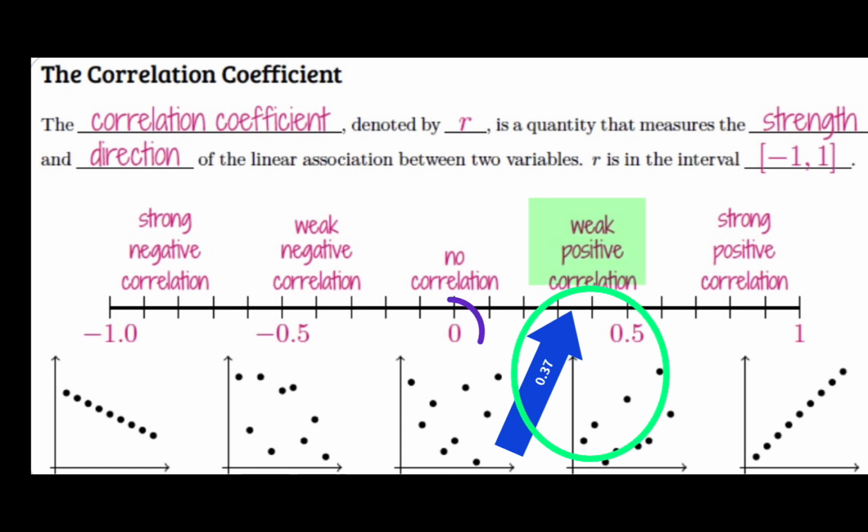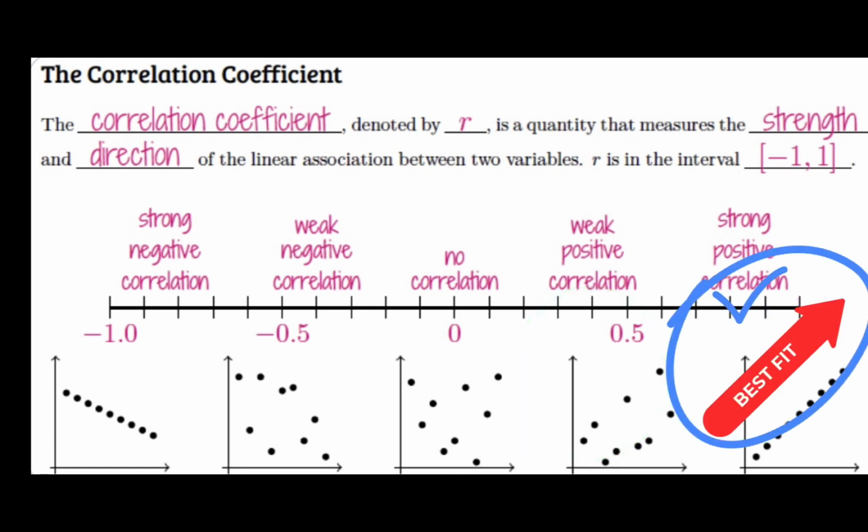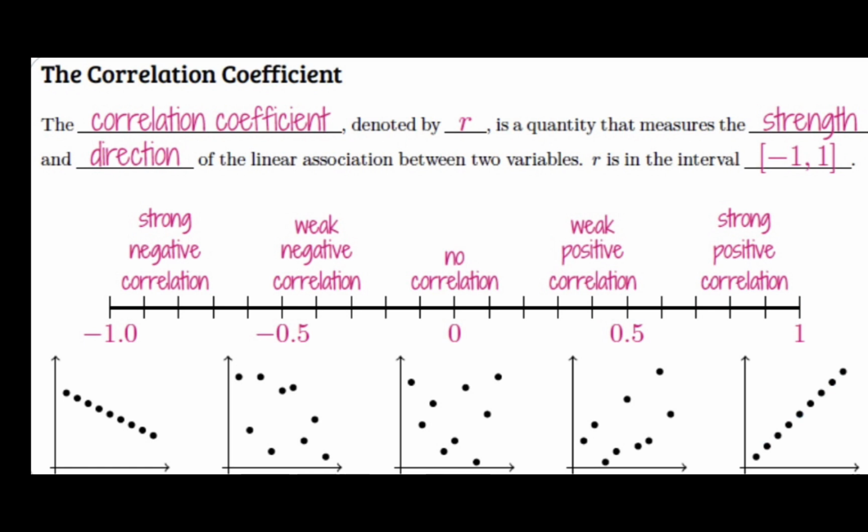The right side of a number line. Imagine that it starts at 0 and it goes up to 1. The closer it is to 1, the tighter the relationship. So between 0 and 1 on the positive side, we have 0.1, 0.2, 0.3, 0.4, 0.5 is halfway. Here we're at 0.37, right in between that halfway mark. And then after 0.5, 0.6, 0.7, 0.8, 0.9, 1.0.